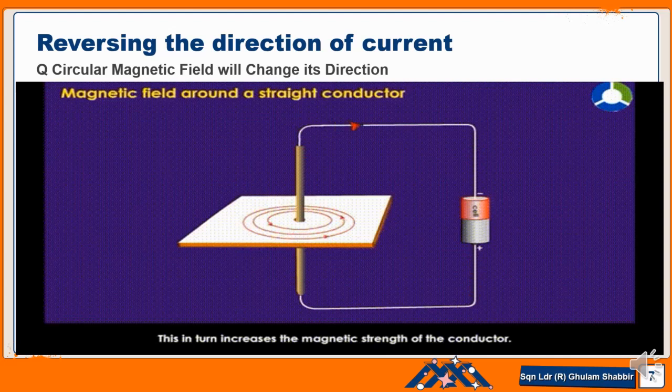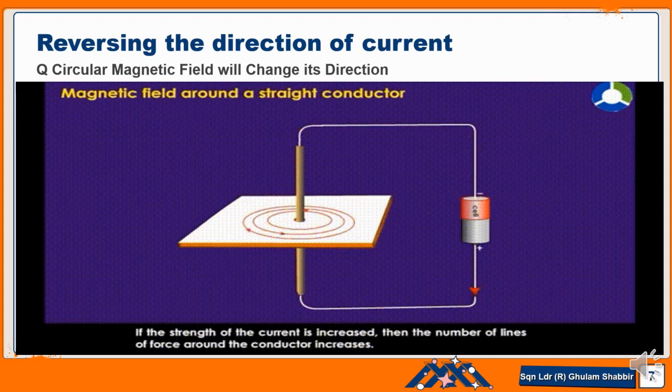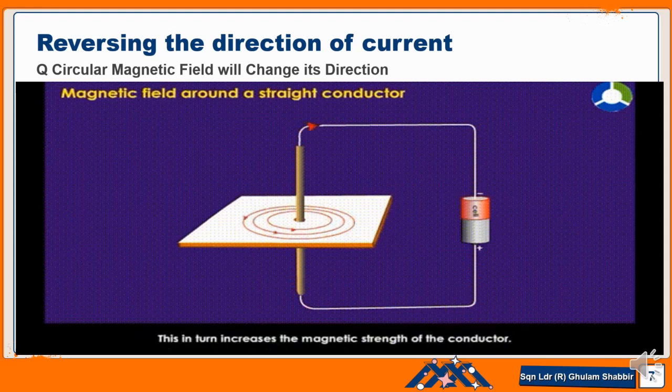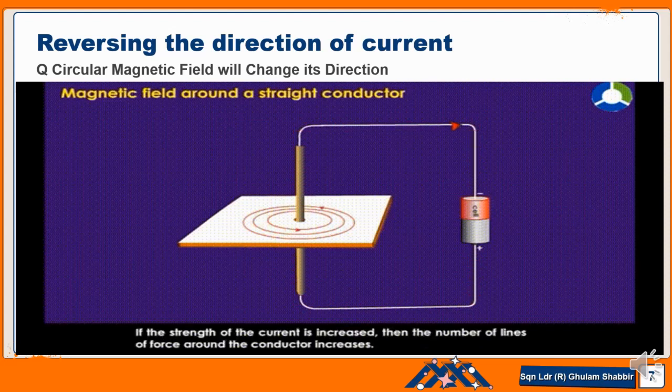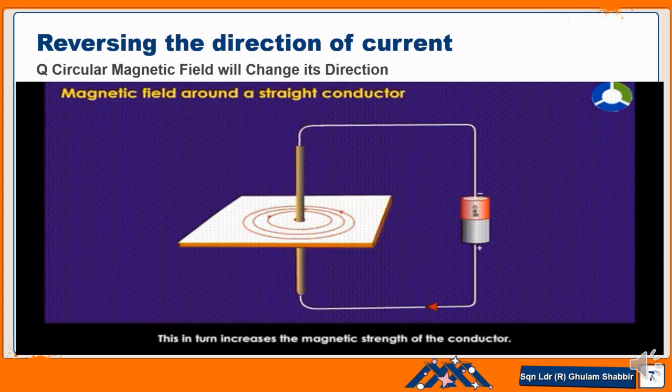But remember, the magnetic field strength around the conductor depends upon the amount of current or strength of the current. If the current is increased, then the magnetic field strength around the conductor is also increased. You can see that when the current is increased, the magnetic field strength around the conductor is also increased.